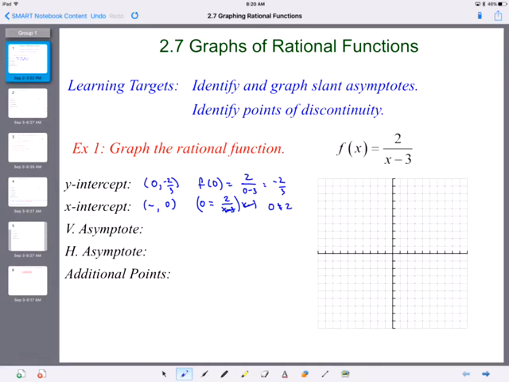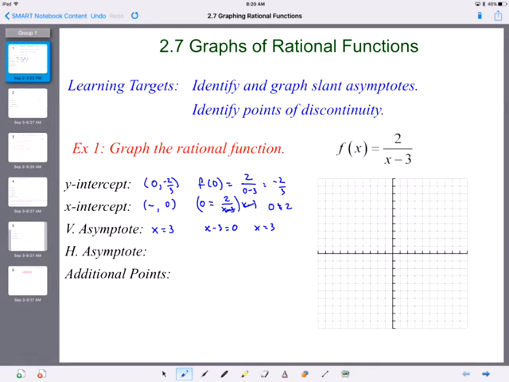So go back to the other day, vertical asymptote. Vertical asymptote comes from your denominator. What are the restrictions of your denominator? So x minus 3 is equal to 0. So if you add 3 to both sides, you'll get x equals 3. So your vertical asymptote is at x equals 3.